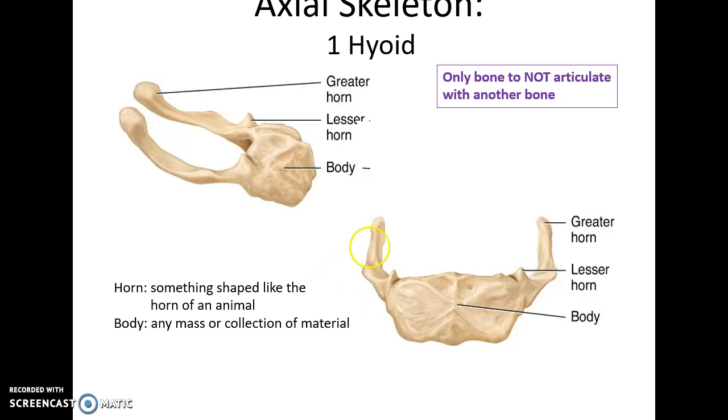It has two horns sticking out from the body. You have the two greater horns, right and left, and then these two little spikes called the lesser horns, and then, of course, the body in the center.